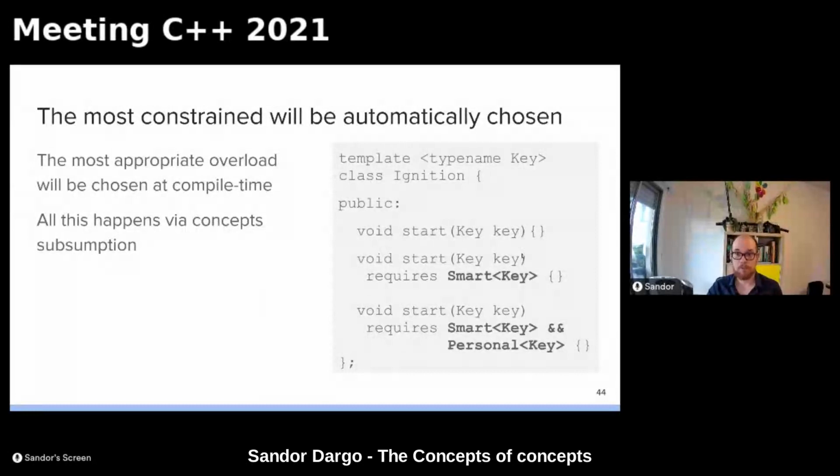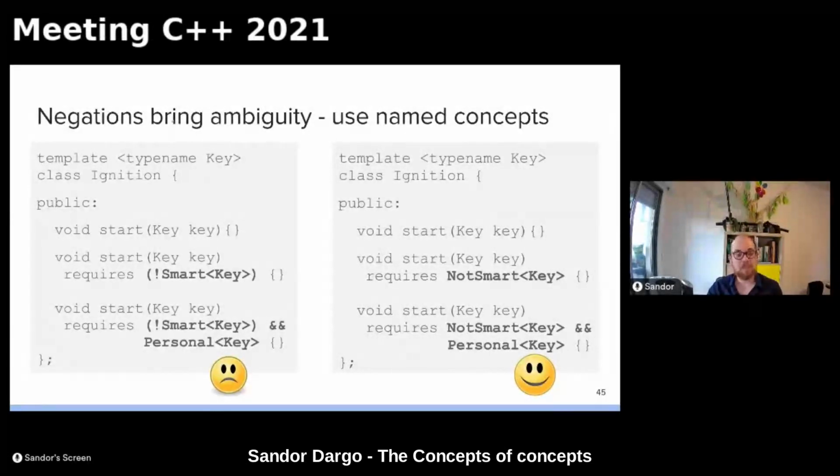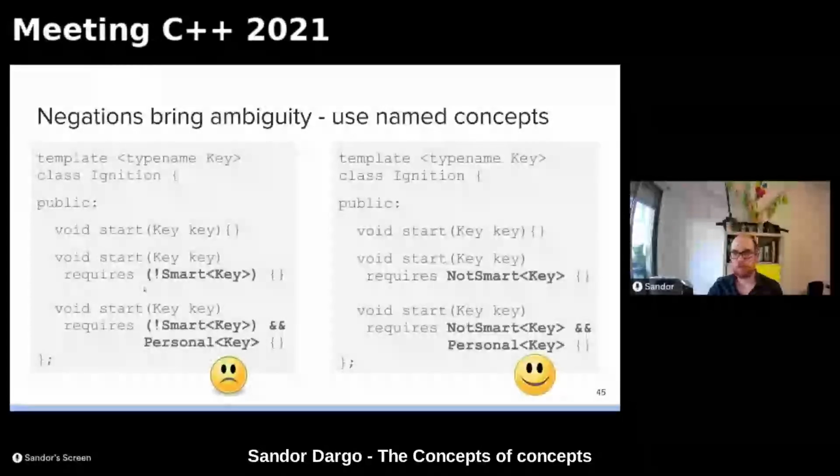Here I want to mention one interesting thing, that negation, again, with the exclamation mark, can bring ambiguity. And if you want to rely on the subsumption rules because you have multiple overloads, you cannot simply use the negation because the compiler tries to evaluate these requires expressions, and it checks from where one originates.